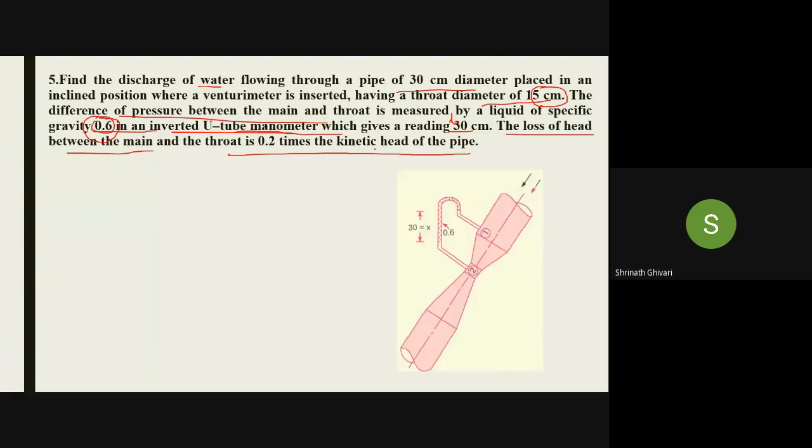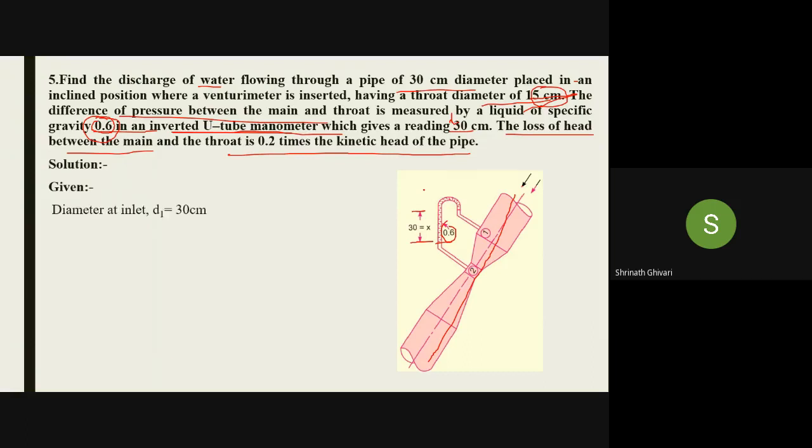Okay, next, so we have drawn this. This is the inclined Venturimeter which is placed. This is the liquid of specific gravity 0.6 in the manometer. The water is flowing through the pipe, and the difference in the manometer is x, that is 30 centimeter. Okay, so this is the diagram.